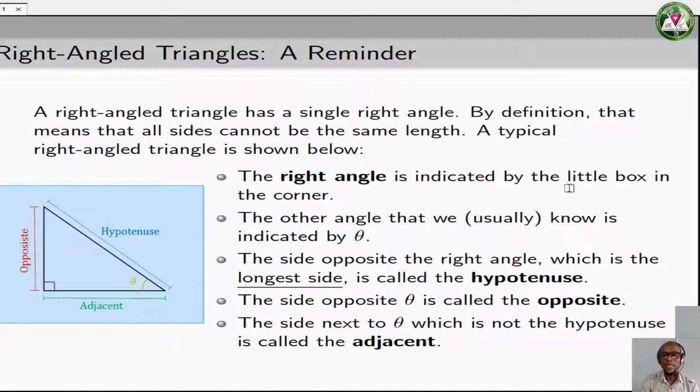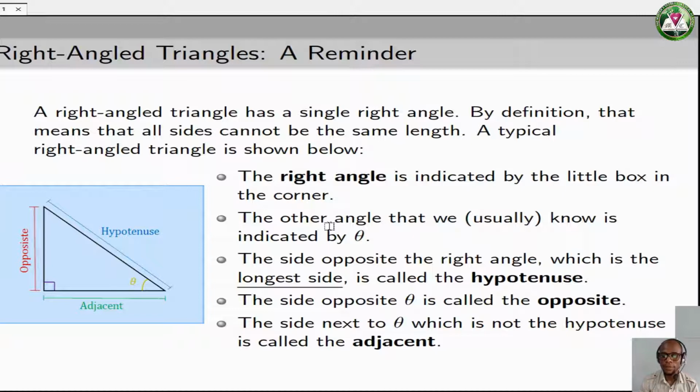Now, the right angle is indicated by the little box in the corner, which I've shown you. The other angle that we usually know is indicated by theta. That angle there is referred to as theta. And the side opposite the right angle, which is the longest side, is what we refer to as the hypotenuse. The hypotenuse there. And the side opposite theta is called the opposite. And the side next to theta, which is not the hypotenuse, is called the adjacent side. So I believe your brains are refreshed by telling you what a right angle triangle is and what it looks like.